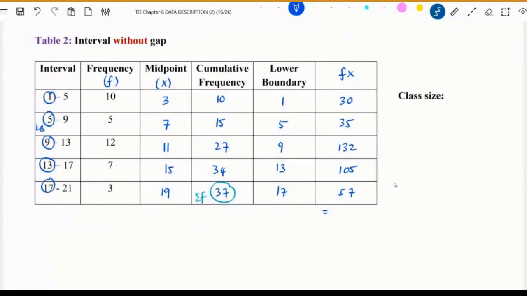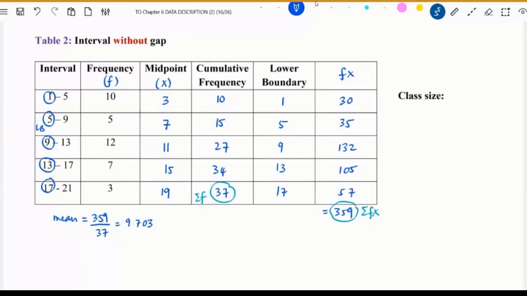Summation fx we got 359. So this one represents your summation of fx. Okay, to find the mean, directly we can use the value there. So divided by 37, we can have 9.703.